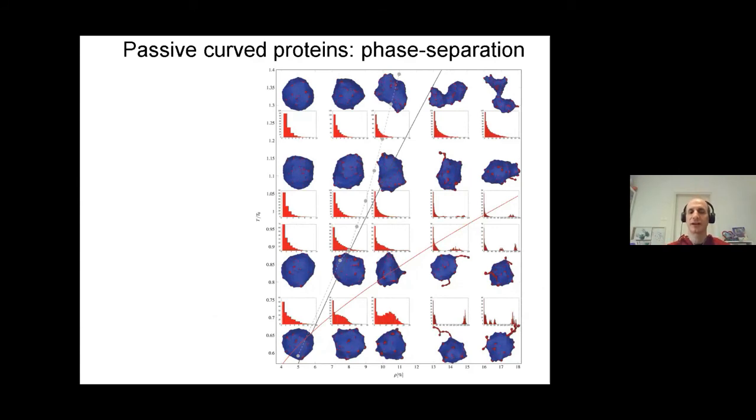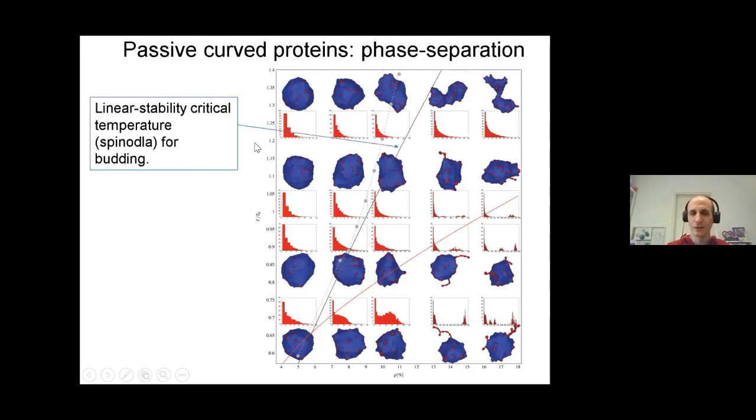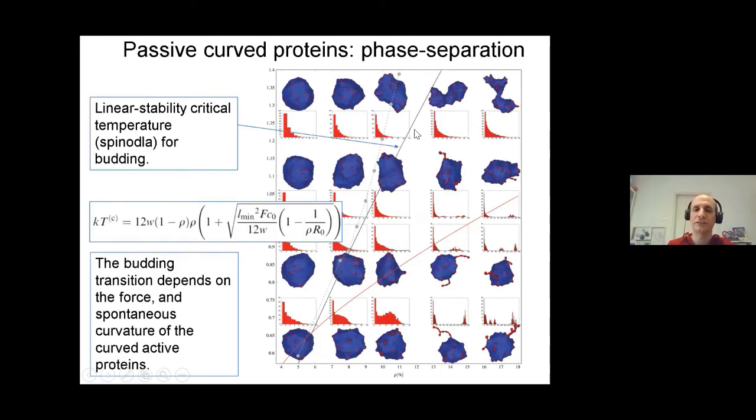You can actually start off with the passive system and look at the phase diagram as function of temperature and density. And of course, when you have high temperature and low density, it's just a gas. The insets show you the size distributions of the clusters. So almost all of them are just single proteins. There's almost no aggregations. From the model that I showed you about the viral budding, we can actually calculate a transition line for initiation of instability.